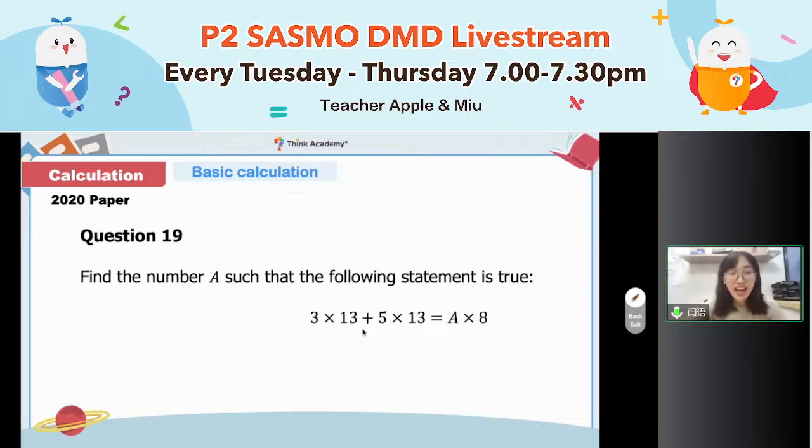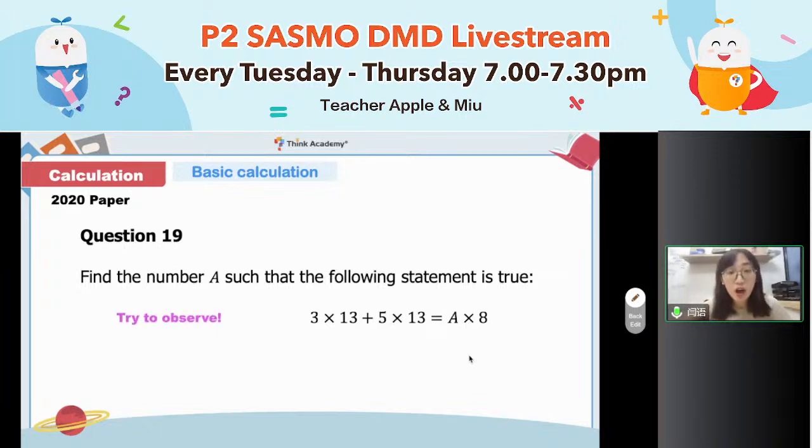Find the number A such that the following statement is true. The question is 3 times 13 plus 5 times 13 equals A times 8. Do you have any idea? Yeah, again, everyone, you try to observe, okay?